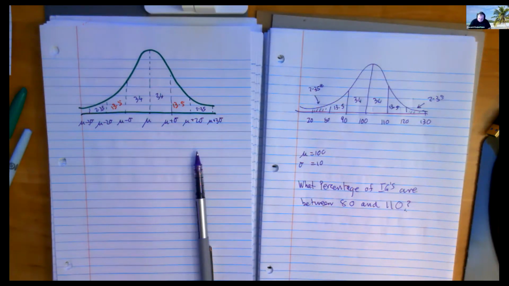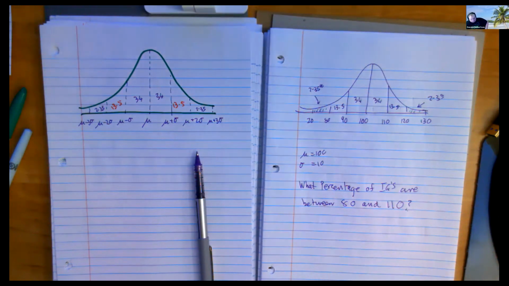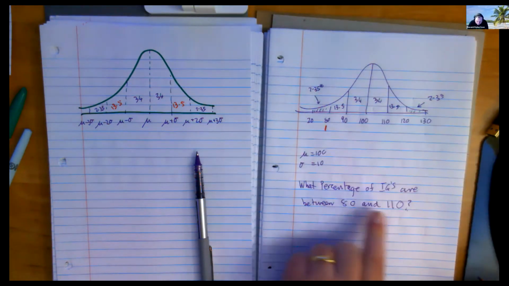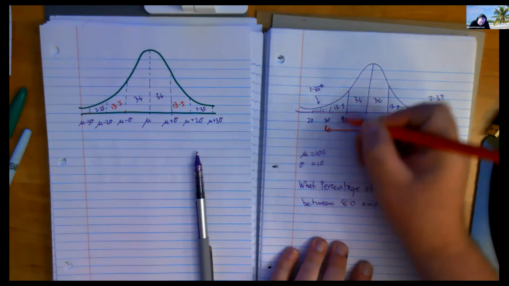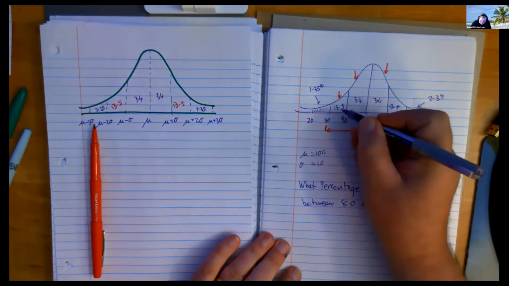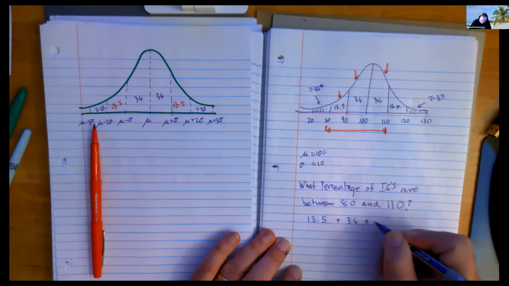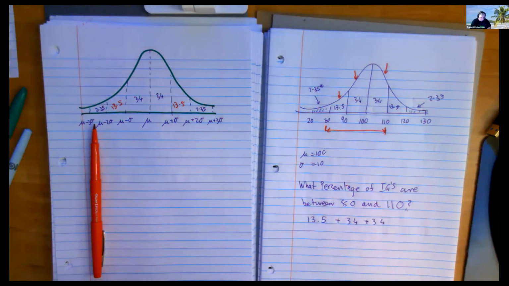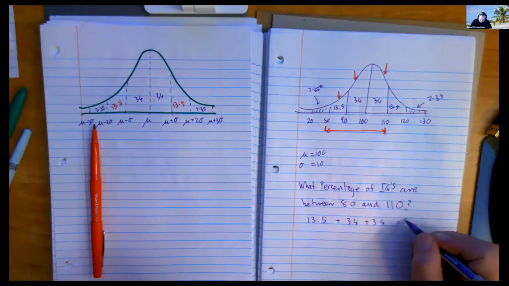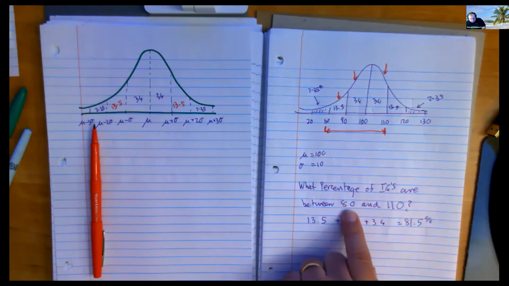The way I like to do these questions is, because I'm a visual person, I think of that as being a cake. And I see how many bits of cake I get. Right, if you start at 80, which is here, and you finish at 110, which is here, don't you get this bit of cake, that bit of cake, and that bit of cake? So what is the percentage? It's made up of this piece plus this piece plus this piece. So you just add together 13.5, 34, and 34. You get 68 plus 13.5, and the answer you get here is 81.5%. So 81.5% of Americans, roughly, have an IQ between 80 and 110.